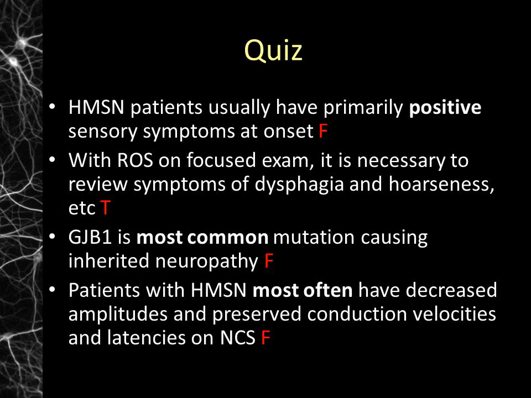Quiz. HMSN patients usually have primarily positive sensory symptoms at onset: F. With RAS on focused exam, it is necessary to review symptoms of dysphagia and hoarseness, etc.: T. GJB1 is the most common mutation causing inherited neuropathy: F. Patients with HMSN most often have decreased amplitudes and preserved conduction velocities and latencies on NCS: F.